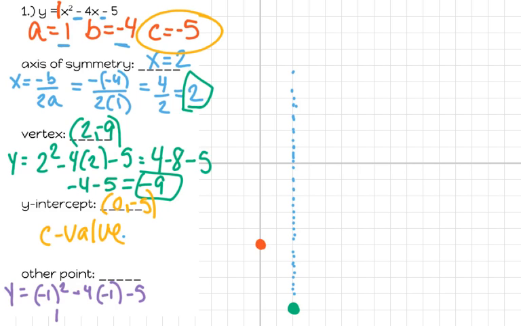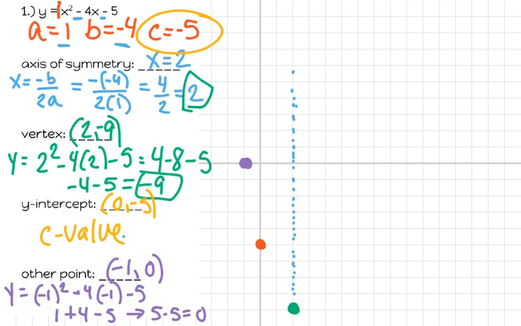Negative 1 squared is 1. Negative 4 times negative 1 is actually positive 4, so 1 plus 4 and then minus 5. That becomes 5 minus 5, so the y value is 0, so my other point would be negative 1, comma 0. So you can go ahead then and graph negative 1, 0. And then once you have the vertex and 2 points on one side of the parabola, again, this axis of symmetry just makes the points reflectable.